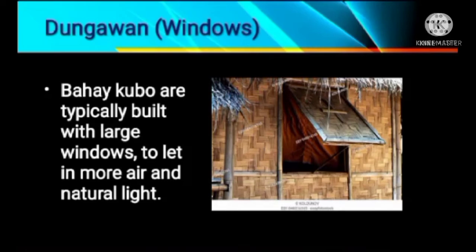Tungawan, or windows. Bahay kubo are typically built with large windows to let in more air and natural light. The most traditional are large awning windows held open by a wooden rod. Sliding windows are also common, made either with plain wood or with wooden capiz shell frames, which allow some light to enter the living area even with the windows closed.